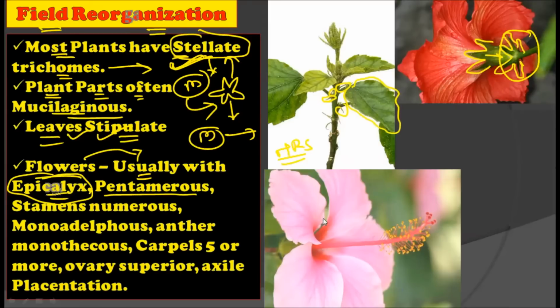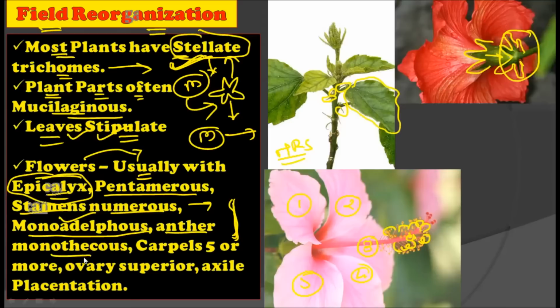Then the flowers are pentamerous. That literally means there are 5 petals in the flower. Here you can observe in the hibiscus flower there are 5 petals, and that is why the flower is said to be pentamerous. Then stamens are numerous. You will find many stamens present in the Malvaceae family flower. Plus they are monoadelphous. That is, all the stamens are united into a single tube at the base. Such a condition is called monoadelphous.